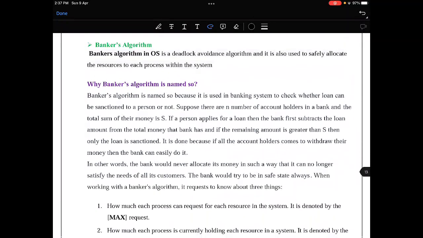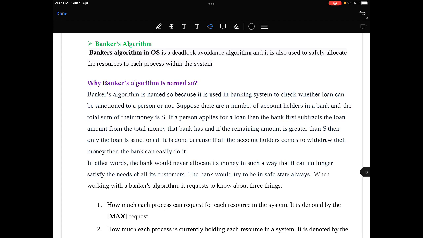Now, Banker's algorithm is again a very important topic, which I'll explain in my next video.